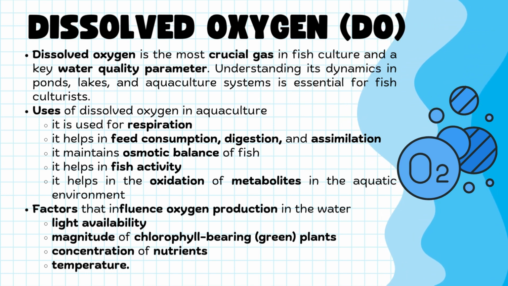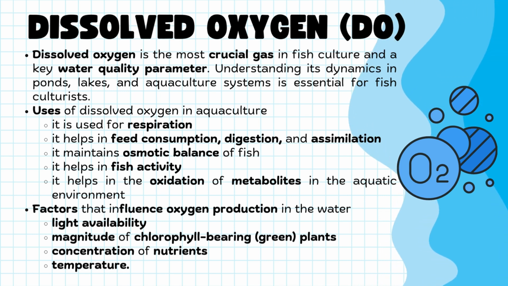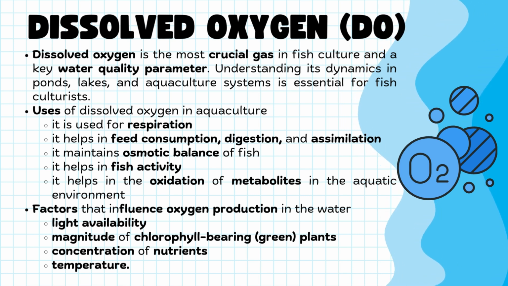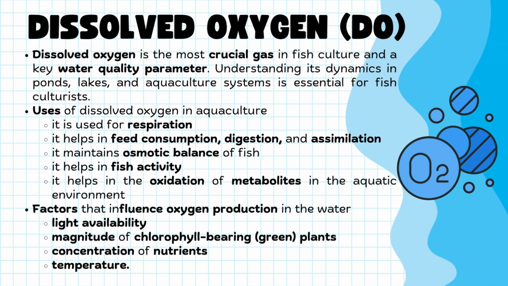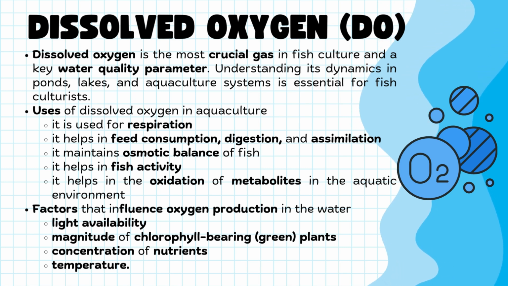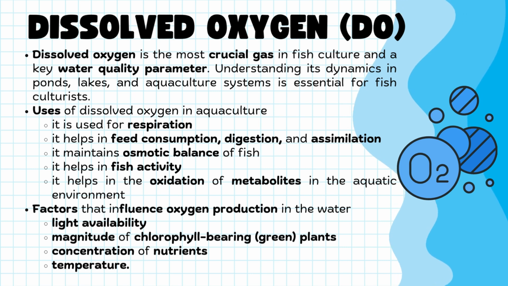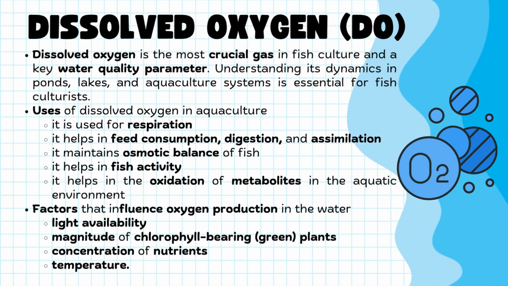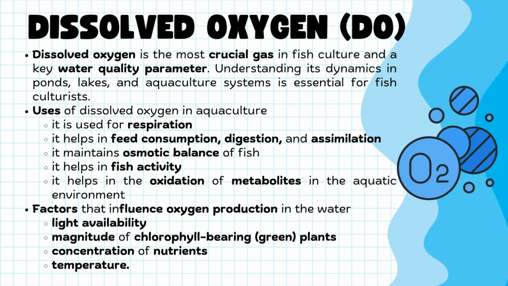So let's talk about the factors influencing oxygen production. First one is light availability. The more light leads to higher photosynthesis. Another one is chlorophyll-bearing plants. So green plants contribute to oxygen production. Another one is nutrient concentration, as this supports plant growth and affects oxygen levels. Lastly, the temperature. At near freezing or above 40 degrees Celsius, photosynthesis stops, reducing oxygen levels.